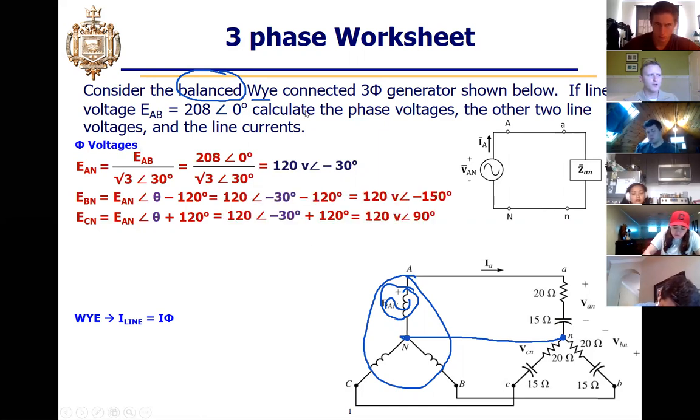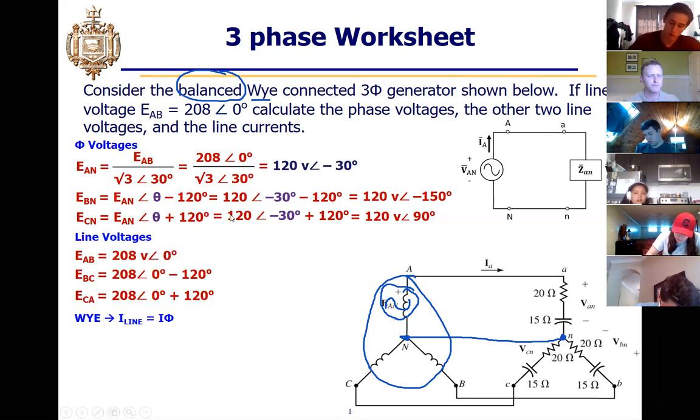I can solve for the other phase voltages as it asked me. If the line voltage is this, calculate the phase voltages. And all I do is change it by -120 and +120. If it doesn't say otherwise, you can assume a positive phase sequence, which means the phase of A, -120 for the B, and +120 for the C.